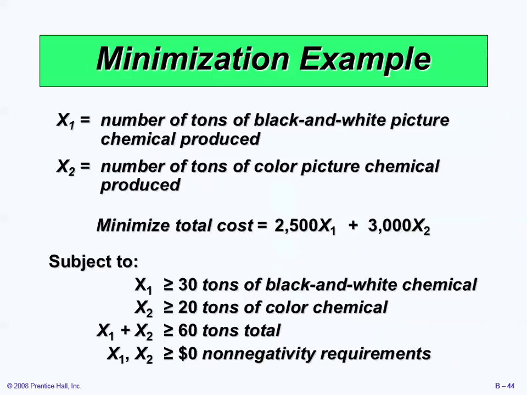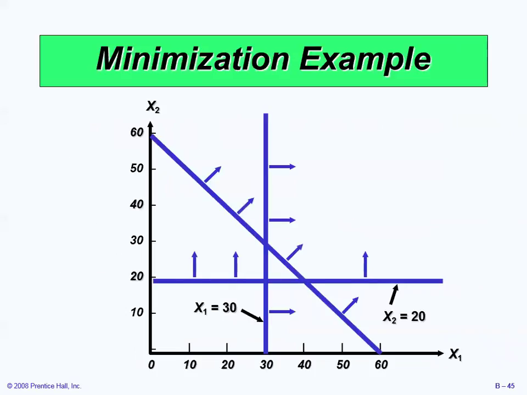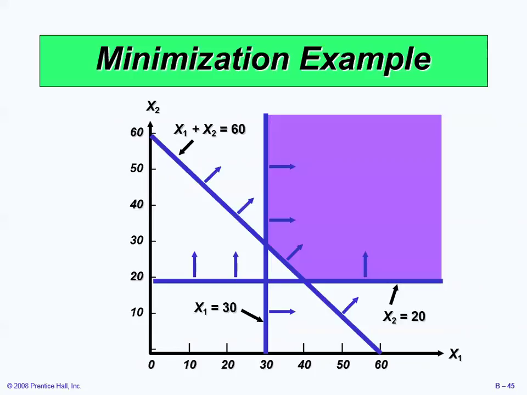No, no other constraints. Now, where is our feasible region? It has to be above this line, to the right of this, and above this line. So it's this shaded region above. This shaded region is our feasible region. And amongst these, we want the point with minimum total cost.